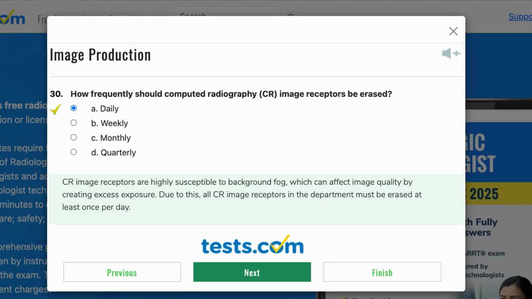CR image receptors are highly susceptible to background fog, which can affect image quality by creating excess exposure. Due to this, all CR image receptors in the department must be erased at least once per day.